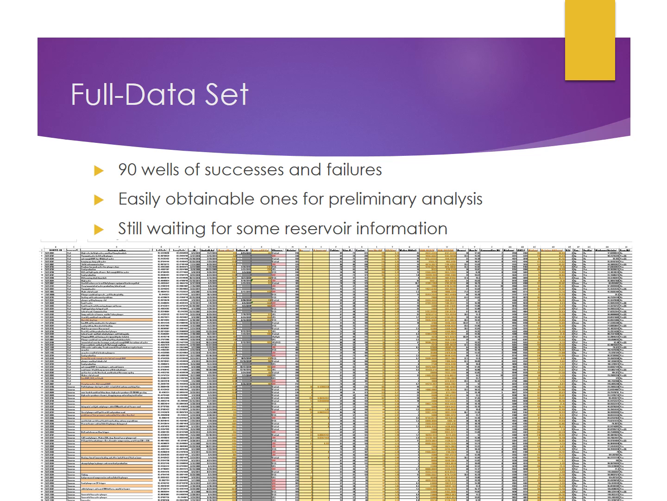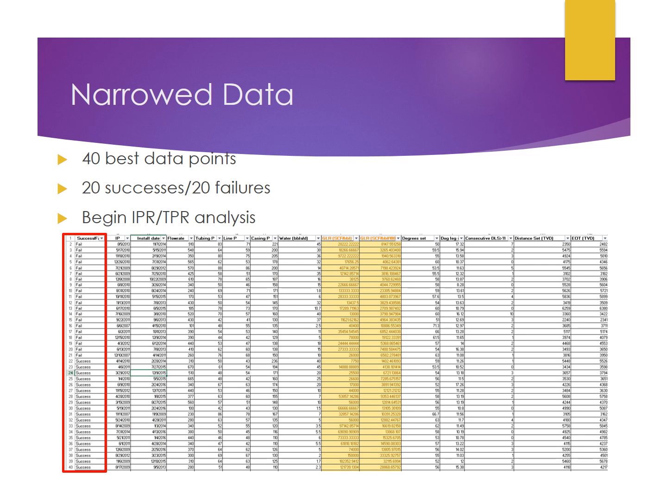Although we do have a healthy amount of information to start our analysis, we are still waiting on some reservoir information on these wells since our contact did not have immediate access to the reservoir data. However, we don't expect this to delay any of our deadlines. From this list of 90 wells, we further narrowed them down to 20 successes and 20 failures of the wells with the best data available to ensure the most accurate results possible for our simulations.